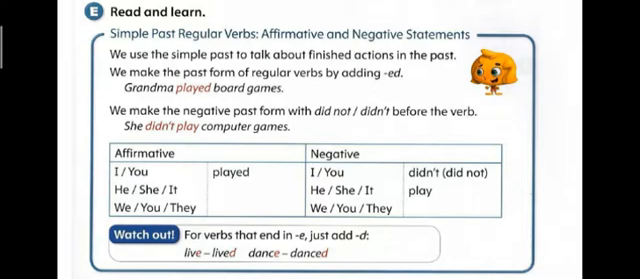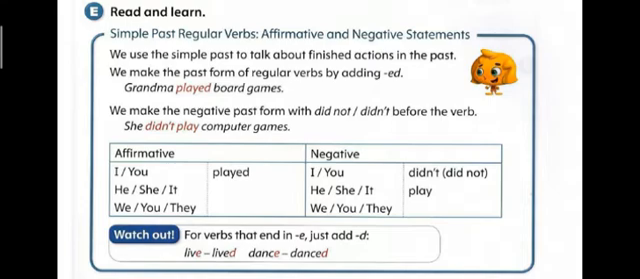Read and learn. Simple past regular verbs, the affirmative and the negative statements. We use the simple past to talk about finished actions in the past. We make the past form of regular verbs by adding ed, like grandma played board games. We make the negative past form with didn't or did not. That's the long form and short form, and I know you remember this very well. We put didn't or did not before the verb, like she didn't play computer games.